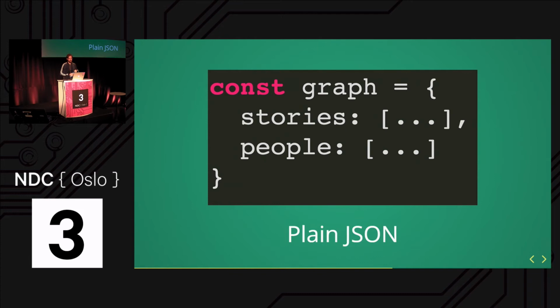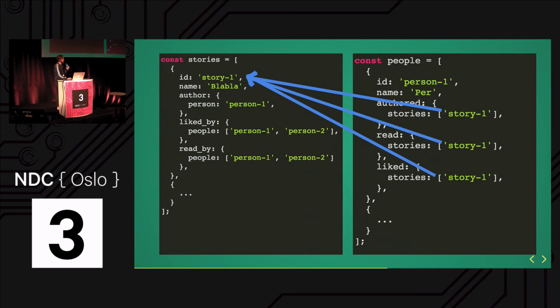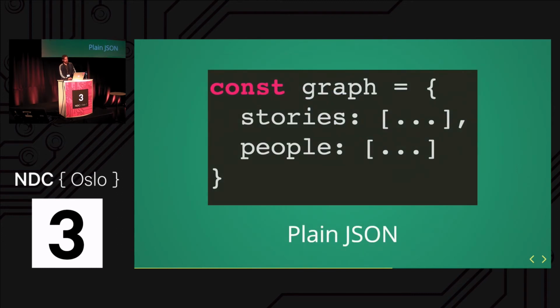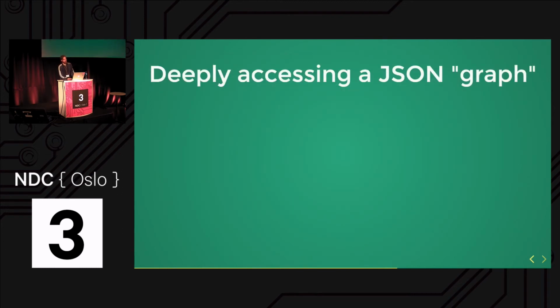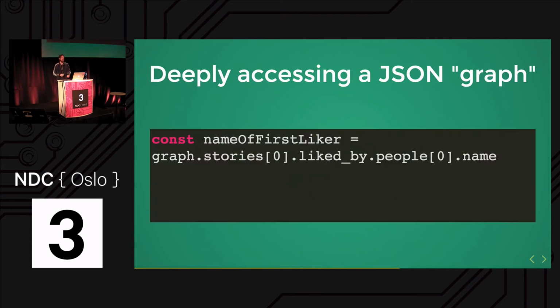So in this project, we're bound to this data format. But what we really want to do is be able to access this graph, this JSON graph, very deeply. So I want to be able to say that I want to go into this graph. I want to pull out the first story, and I want to find out who of the people liked this story, and then I want to find the name of the first person that liked this story. And you might imagine that this goes deeper as well.